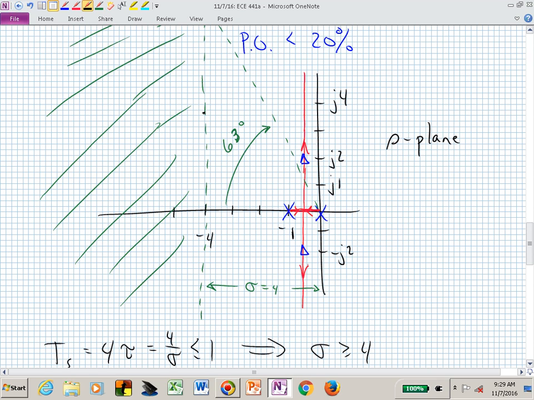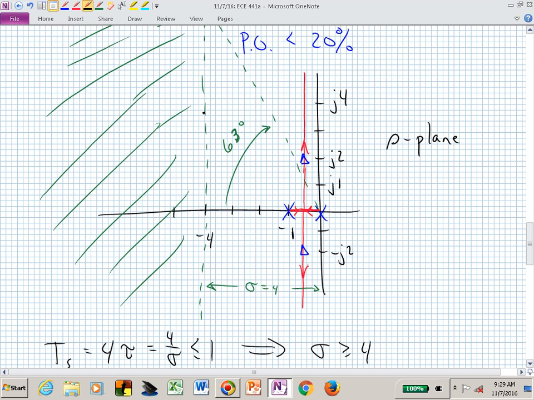Do you change the settling time? If you crank up the gain a lot, K, does that change your settling time? What impacts the settling time? Sigma. Do you change sigma if you crank up the gain K? Sigma's stuck at 1/2, isn't it? So you're not going to change the settling time.